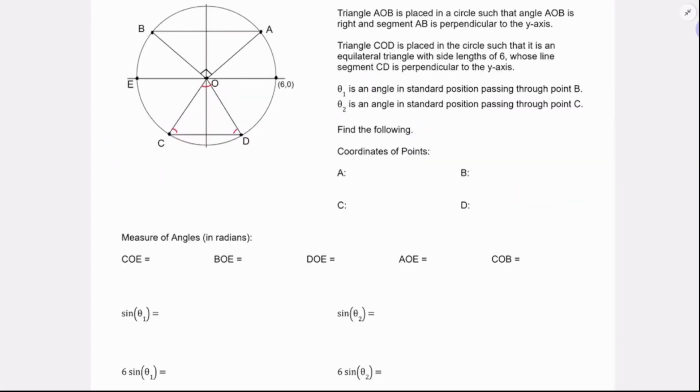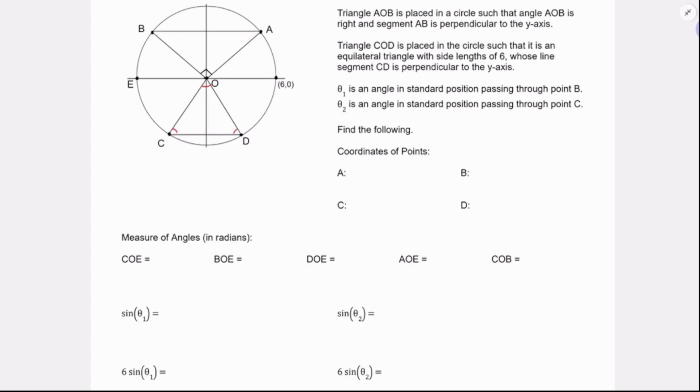All right, now the next set of questions all goes off the same diagram, like this one. So triangle AOB is inside of the circle such that angle AOB is a right angle and AB is perpendicular to the y-axis. Right, so basically what we're saying is that OA and OB are both radii, and it makes a 45, 45, 90 triangle, so that means that it's cutting the first two quadrants in half like it kind of looks like.